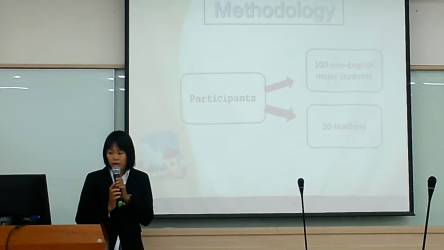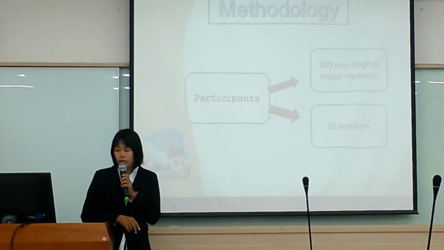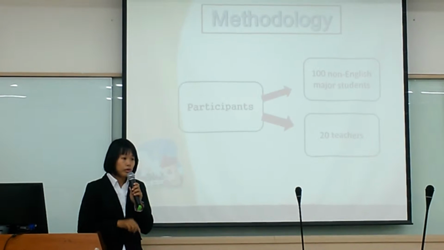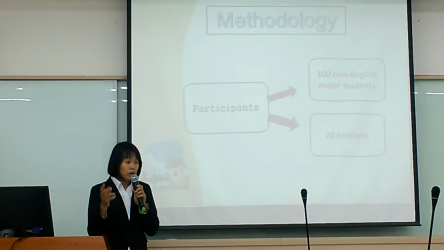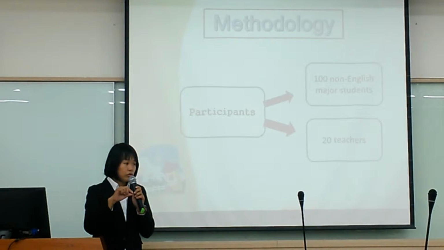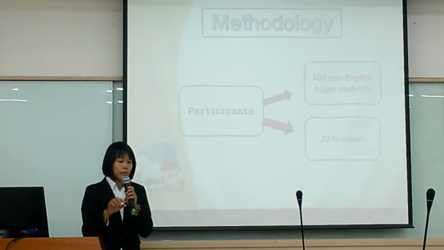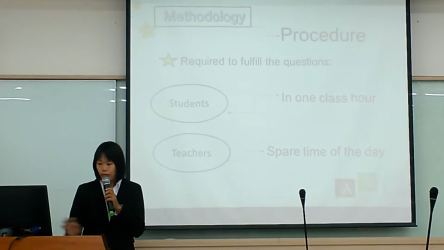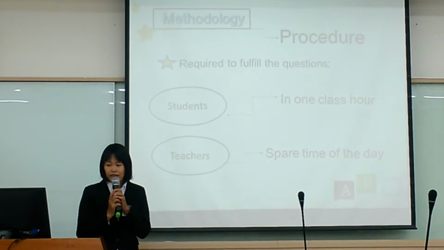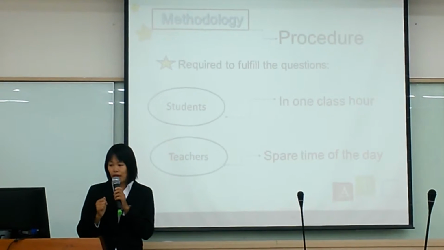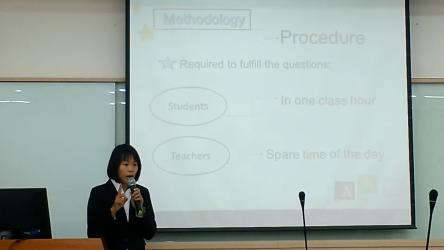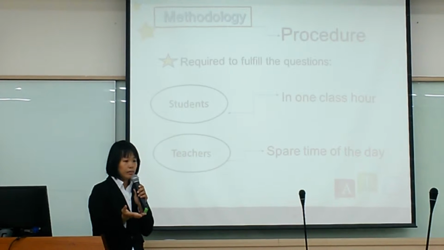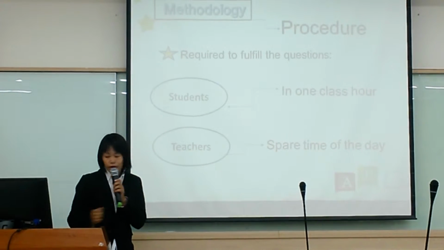Methodology about the participants. There are 2 parts. First one is 100, maybe more than 100 non-English major students. So that's why the questionnaire was done in Chinese translation, because maybe there are some questions they don't understand. And there are 220 teachers. About procedure, crazy, right? Students and teachers. Students are required in 1 class hour to do this questionnaire. And for teachers, they just spend their spare time of the day.